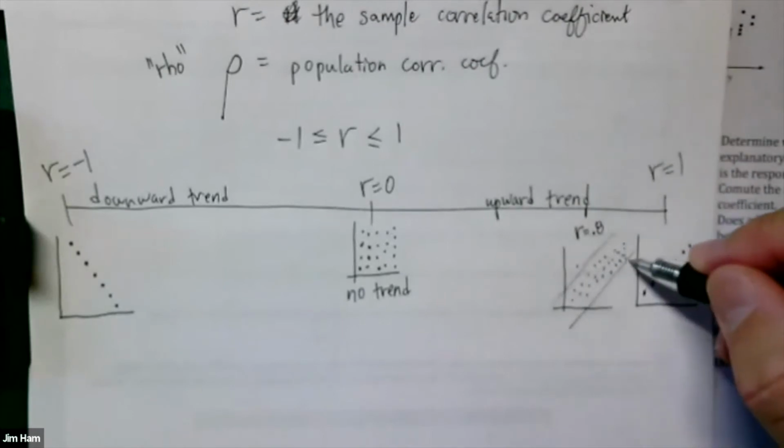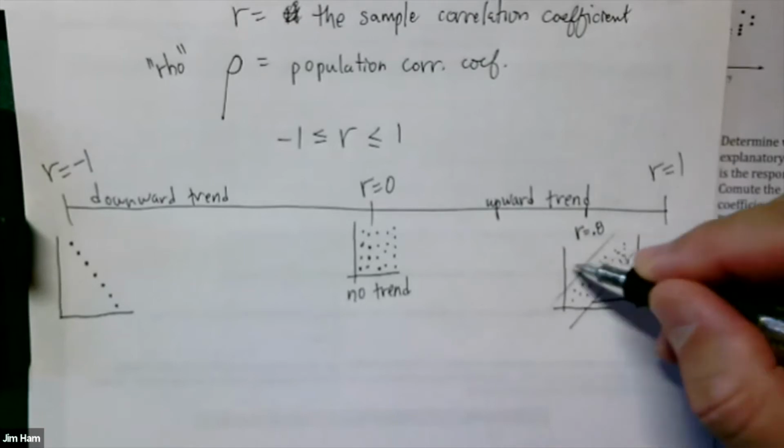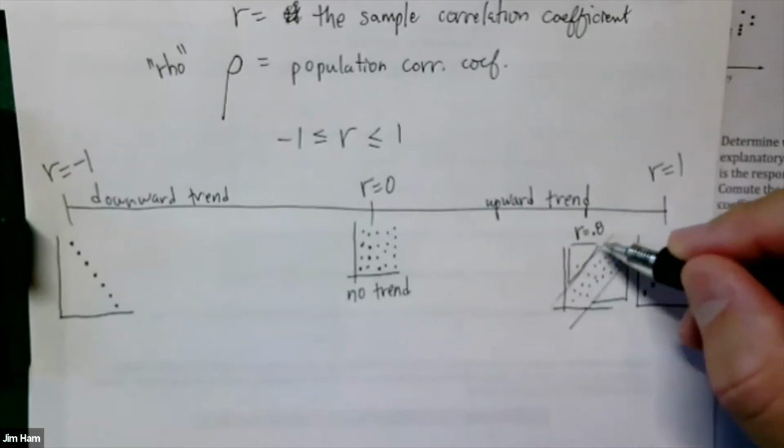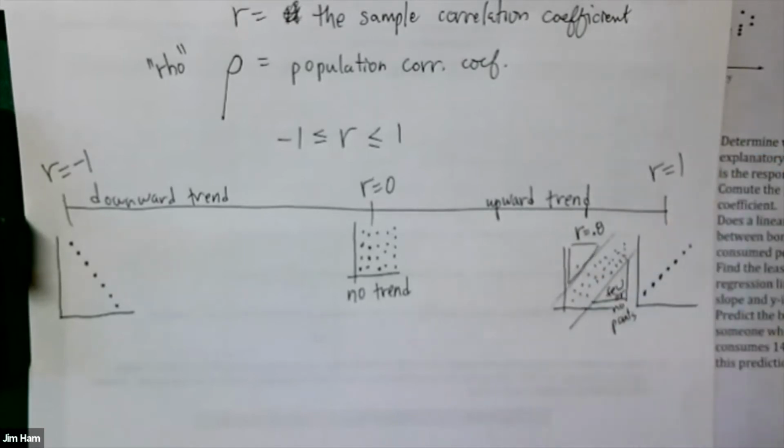But you have these triangular regions down here where you have few or no points. If you see those triangular regions with few or no points, and it's a skinny trend channel, then you're going to have a correlation coefficient very close to 1. The wider that trend channel gets, the further away from 1 you get. All right, let's go over to the other side.